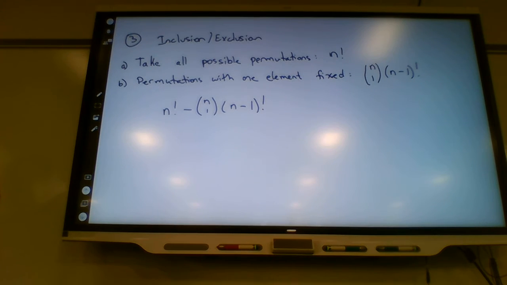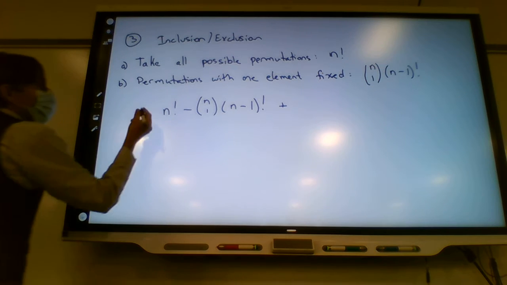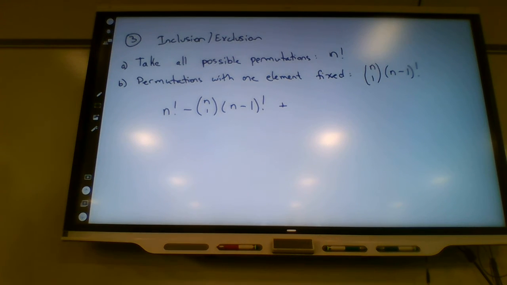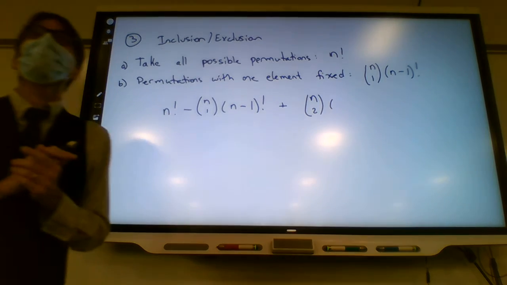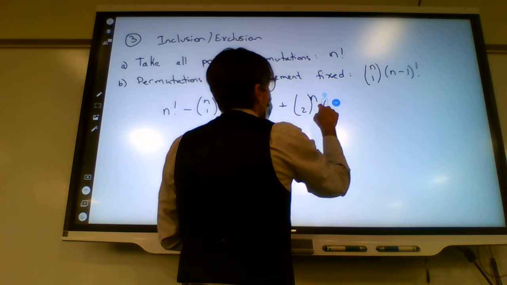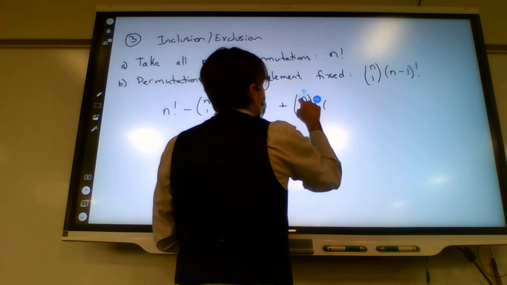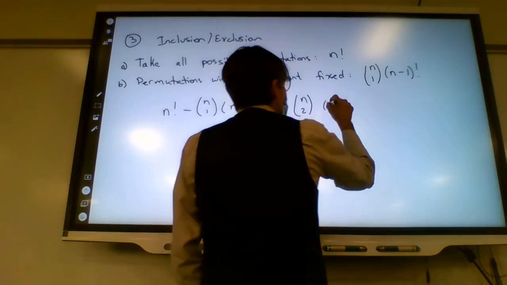So what do we have to do? We're going to have to add that back in, because we've thrown those away twice. We can't throw them away twice. We want to end up throwing them out one time. So we're going to have to add back in the permutations with two elements fixed. What happens with two elements being fixed? Taking two elements and permuting the other values. So how many ways are there to permute the other values? N minus 2 factorial.